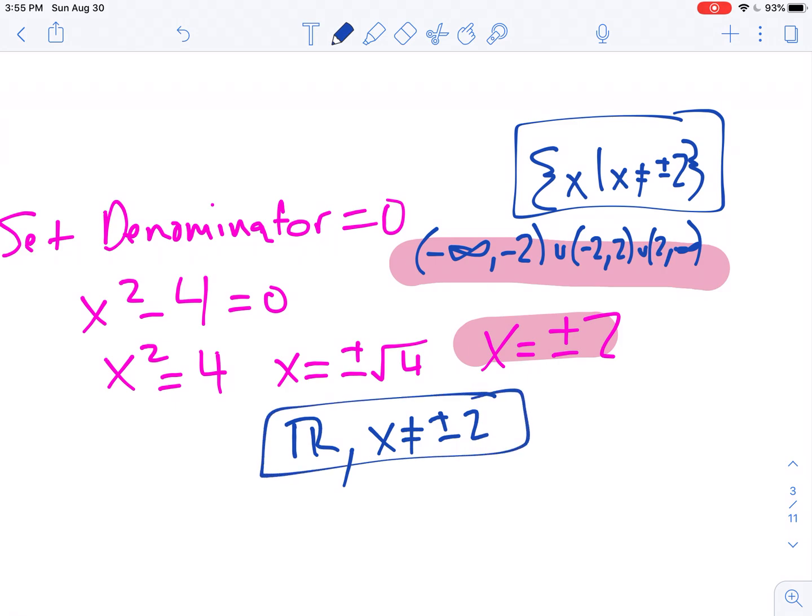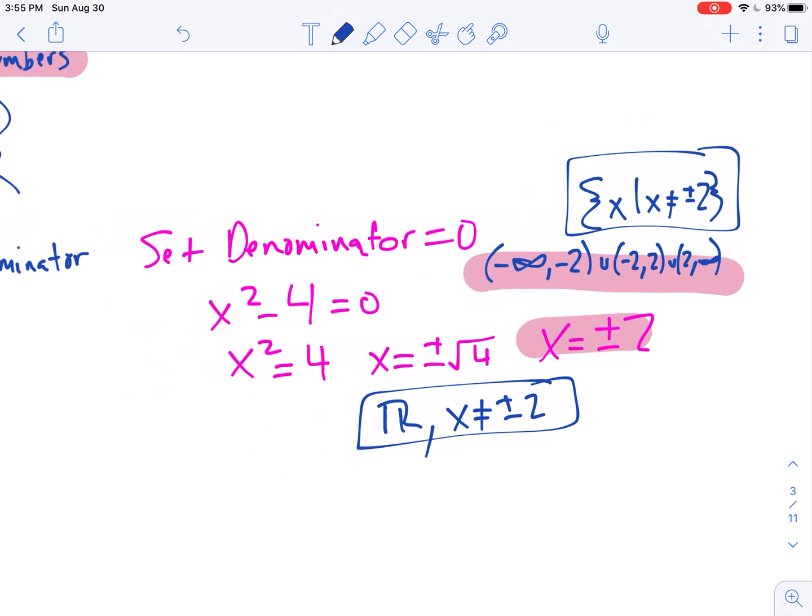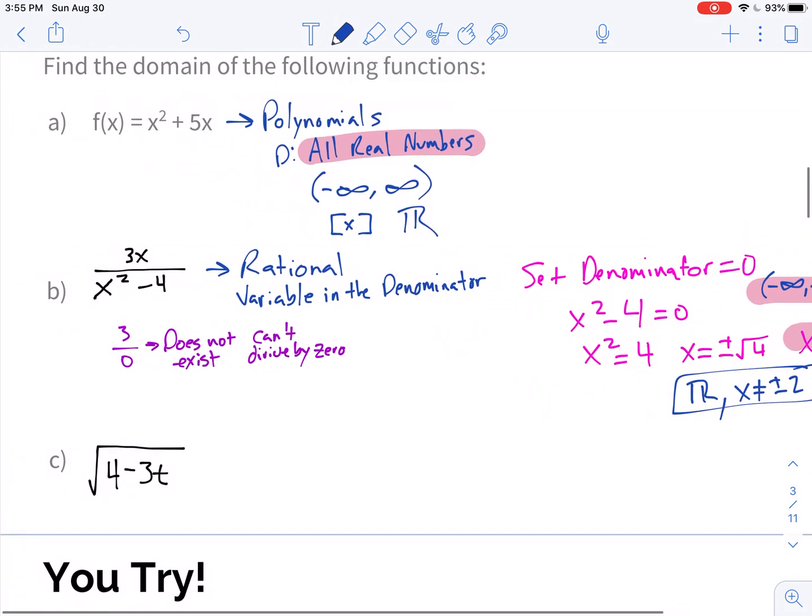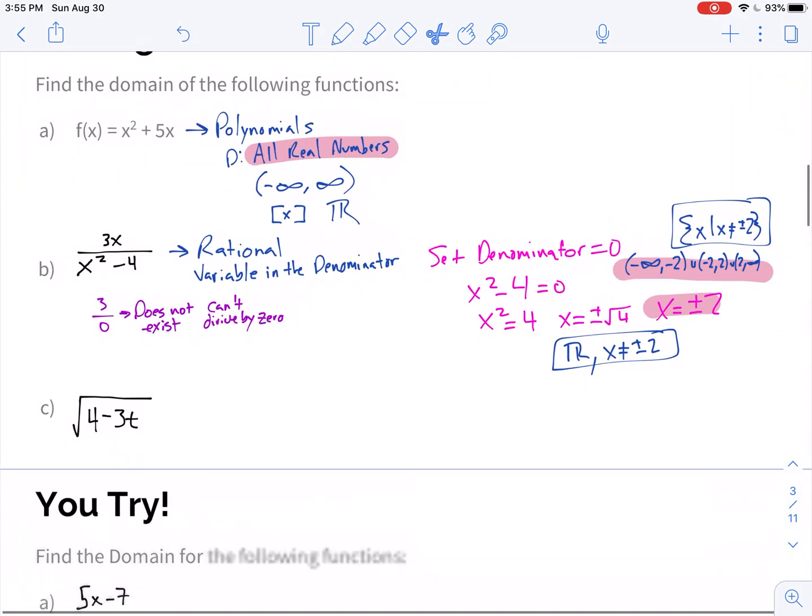This is our way of saying that all values of x are going to work except for the values of positive or negative 2. But somehow you have to indicate to me that in this function, if I plugged positive or negative 2 into that x squared value, I would end up with 0 in the denominator, and therefore this function cannot work. So that is how I figure out my domain for that function.